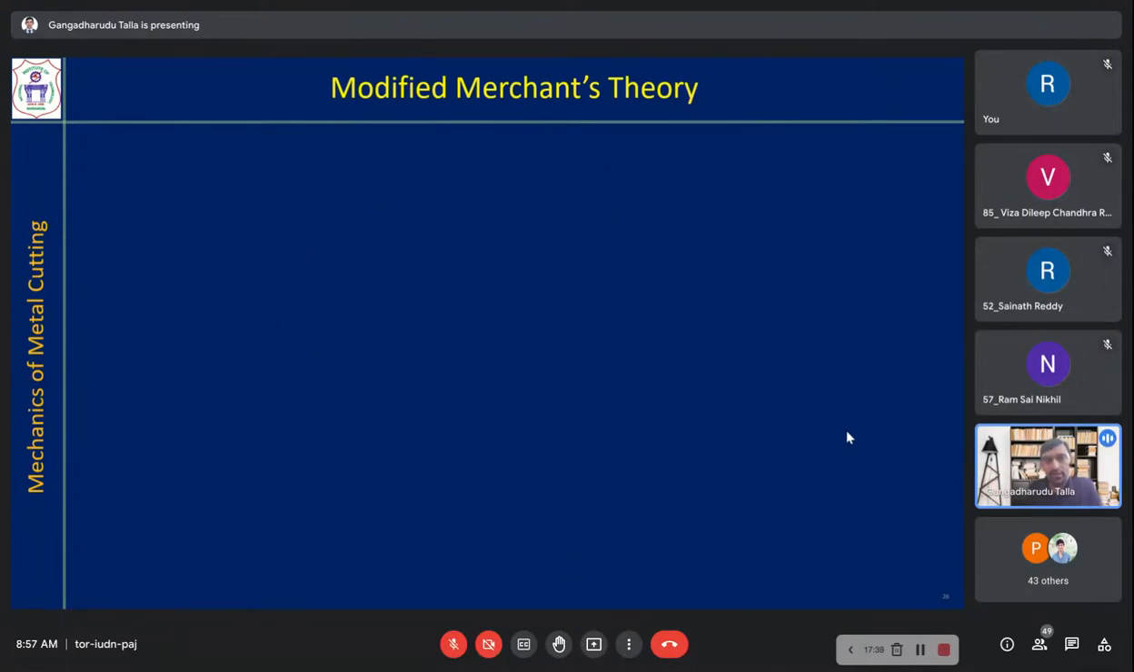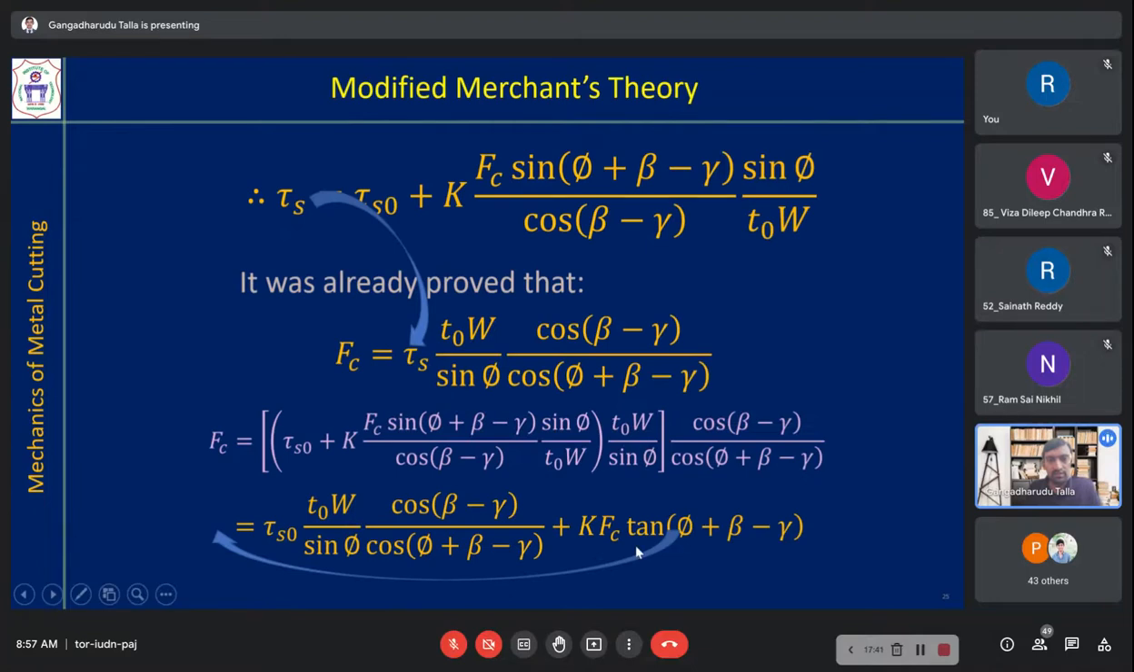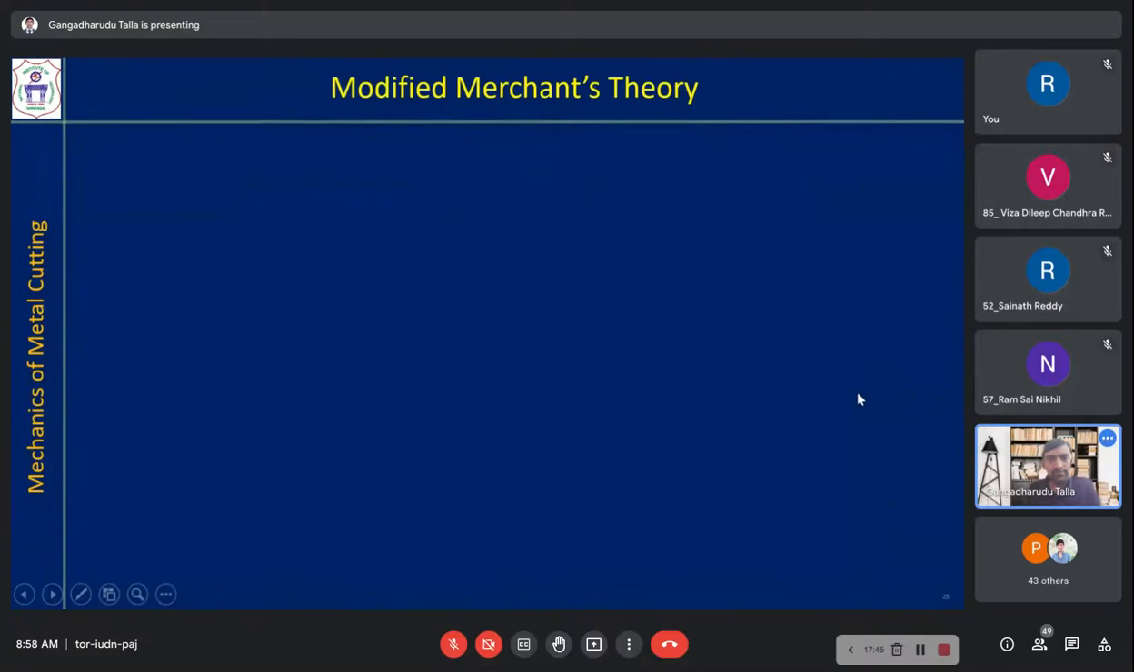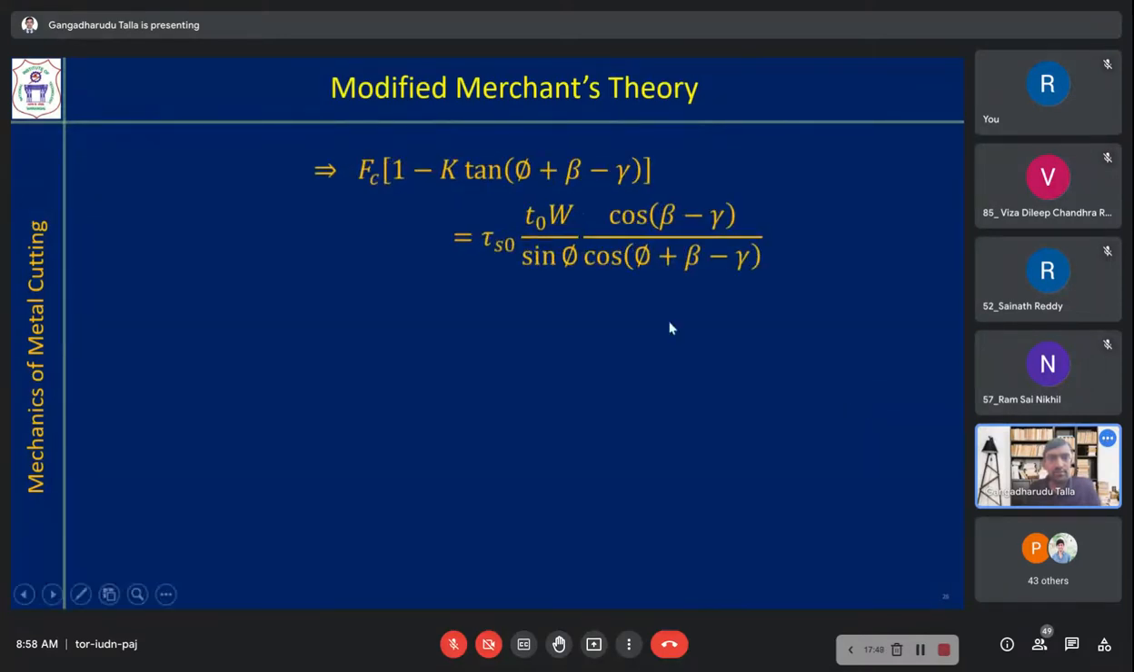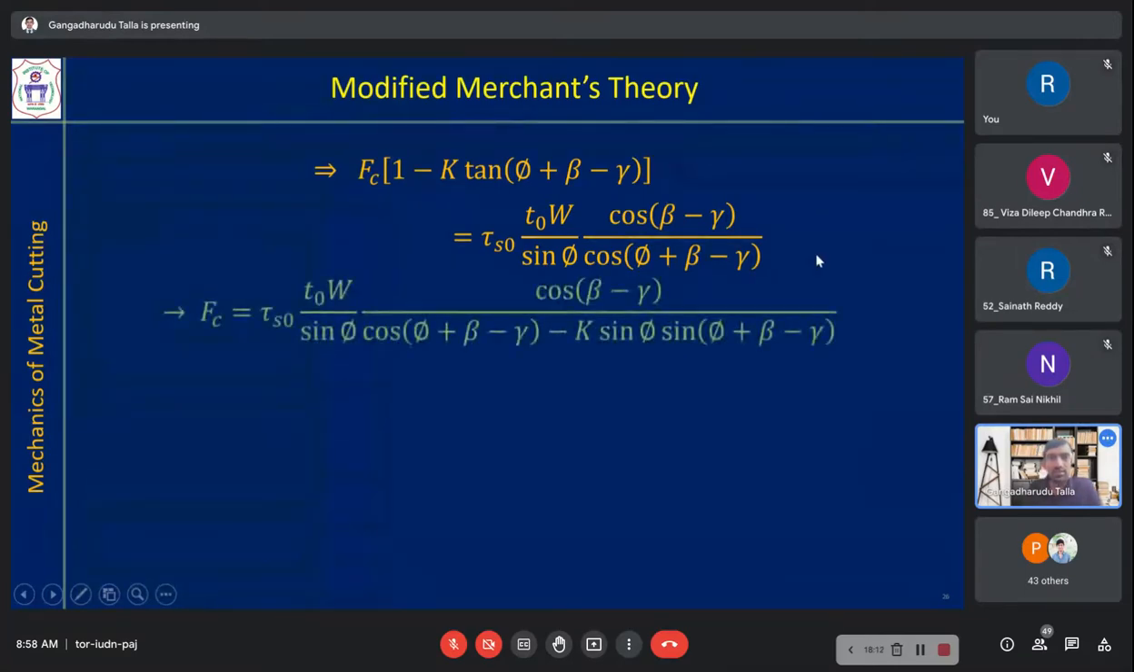Now you take the denominator, this one, to the other side. So finally, you just rearrange the equation and you will get Fc times (1 minus K tan(phi plus beta minus gamma)) is equal to tau s0 t0 w by sin phi into cos(beta minus gamma). This is the equation. So finally, Fc is equal to this.